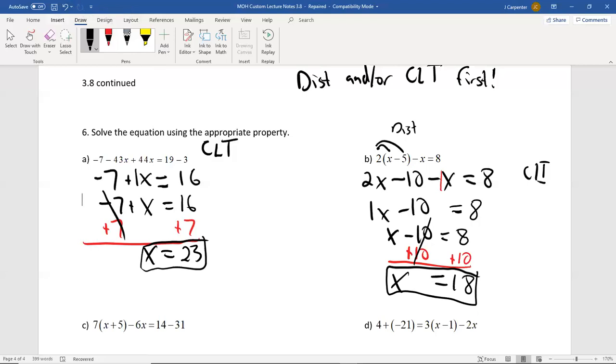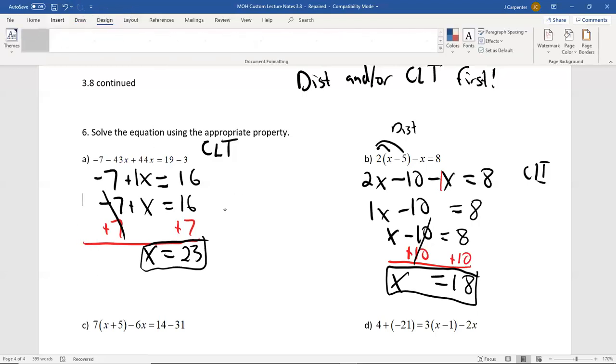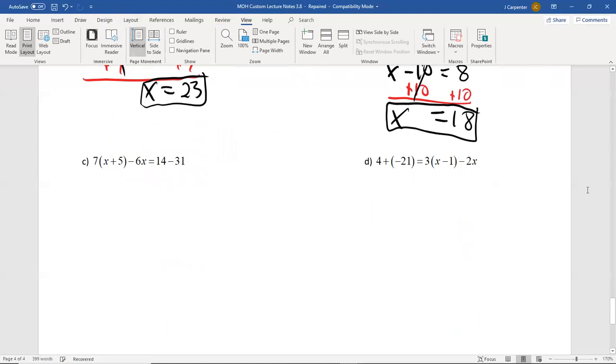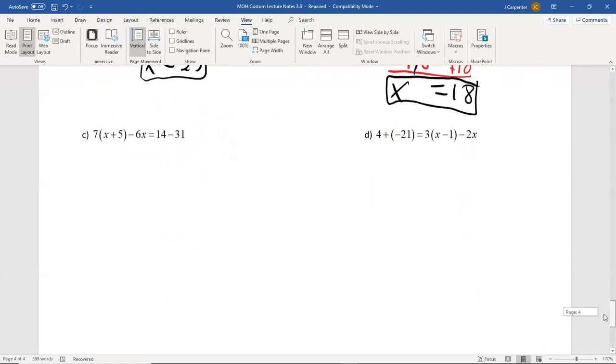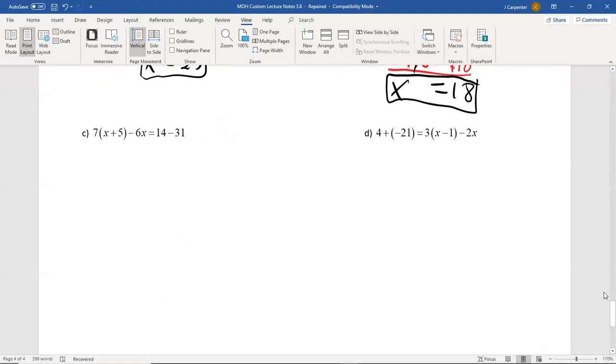Okay, let's try another one. Please scroll. Please scroll. Thank you. Swear all my technology is being terrible today. I'm going to blame the power outage.